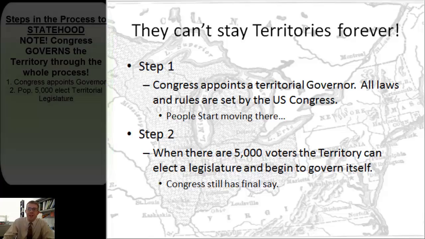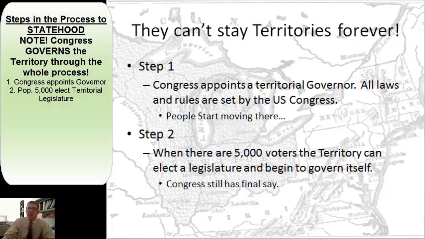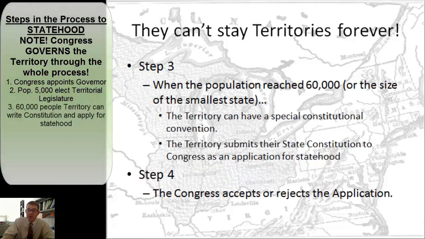Once there are 5,000 voters in a territory, they can begin to elect their own territorial legislature. They can start to govern themselves. However, anything that they do or any laws that they pass can be undone by Congress. Congress still has that final say. The third step is when the population reaches 60,000, or if there's a state smaller than 60,000, the population of that state, but let's just stick with 60,000, the territory can have a special constitutional convention.